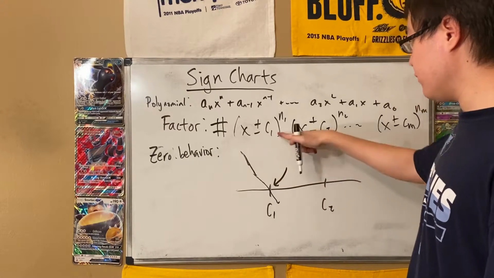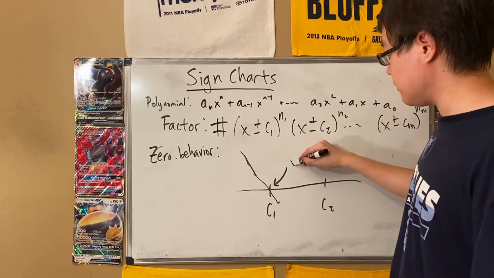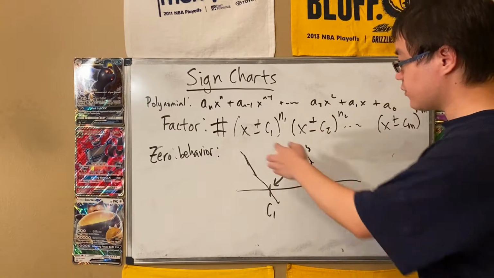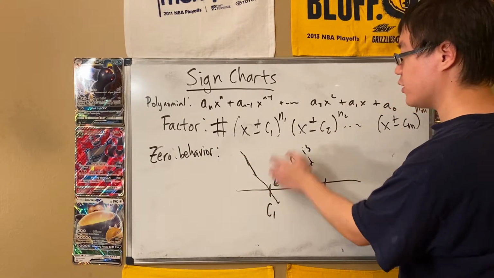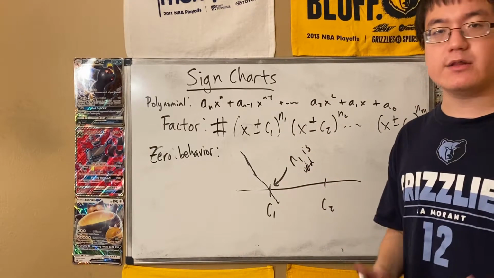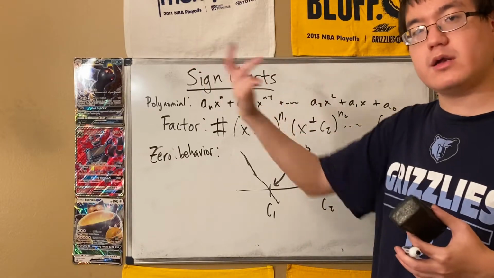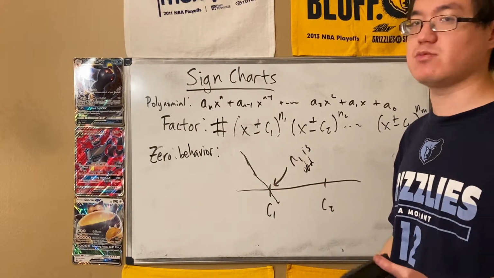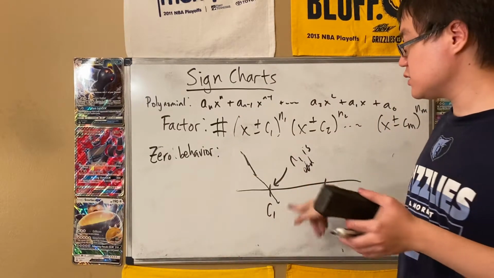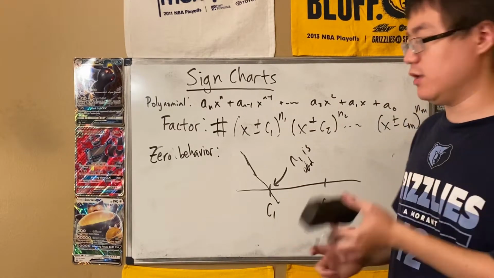And as we come to this number, what we're going to do is go through if the multiplicity is odd. So it's going to be N1 is odd. So again, we come to a zero, look at the multiplicity or the exponent of that factor, and if it's odd, like x plus 1 to the 1, or x plus 1 to the cube, or x plus 1 to the 5, then we're just going to cross through, boom, straight through the number line, and that's going to be it.